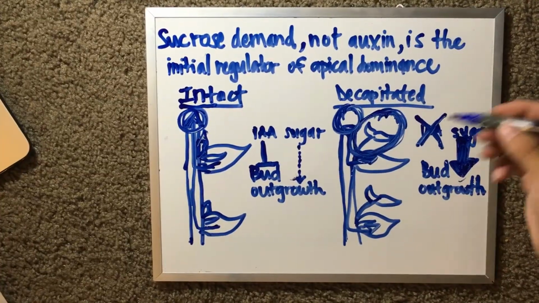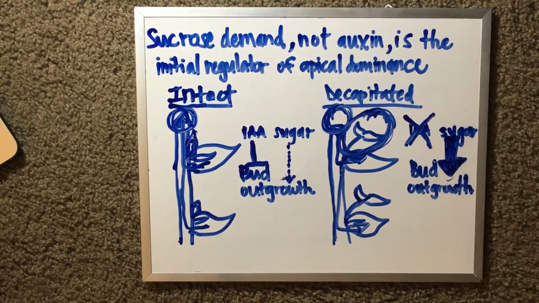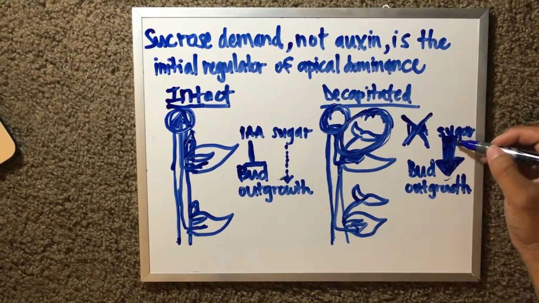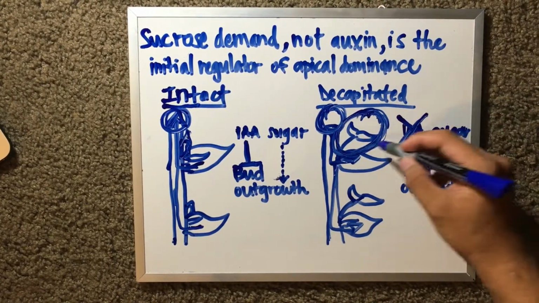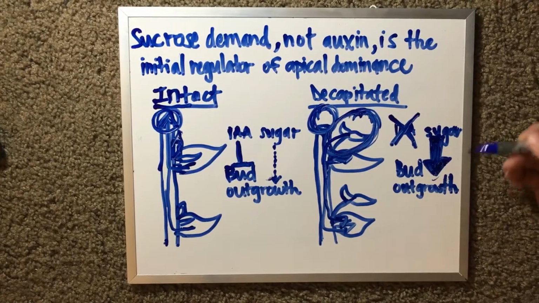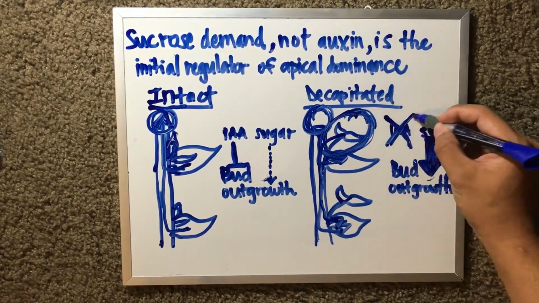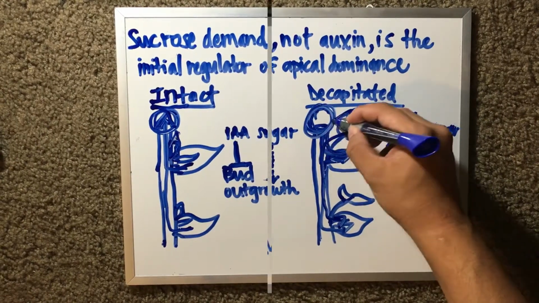In conclusion, sucrose demand, not auxin, is the initial regulator of apical dominance. And the main reason why is because sucrose can travel down the stem and around the plant as the main transport of sugar for the plant quicker than auxin is decreased in a decapitated bud.